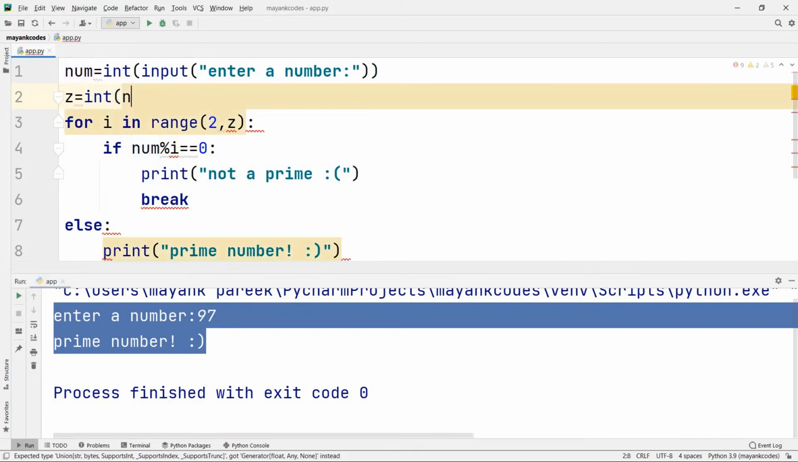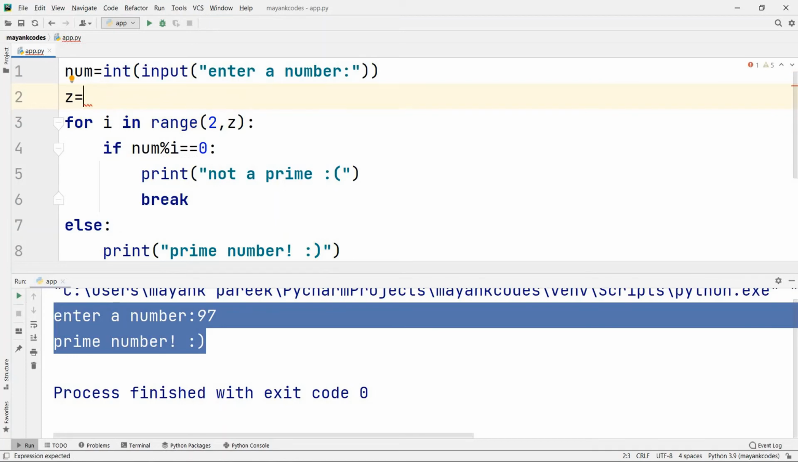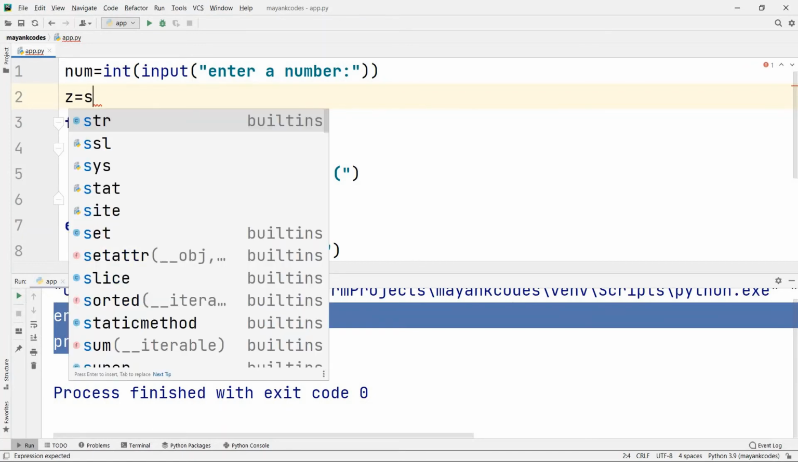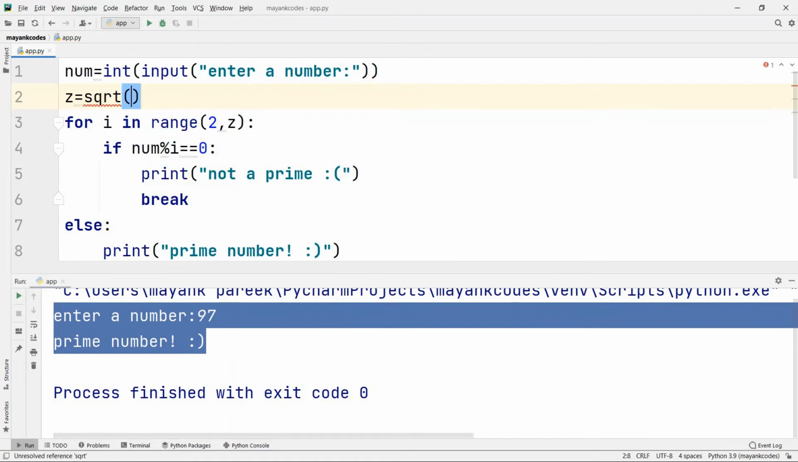This time I'm not going to save the value of z. You're going to divide the num by 2 and use that as a range. Instead of that, you're going to take the square root of the number, sqrt, of number into 2. So you're going to square root the number into 2.